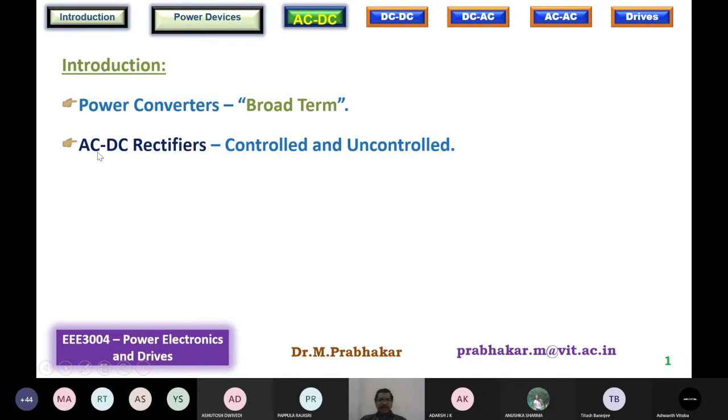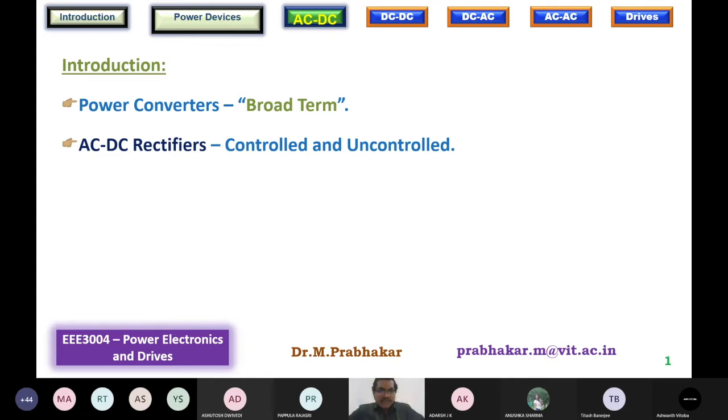And then if you take AC to DC rectifiers, you might have come across the diode bridge rectifier earlier. That comes under the category of uncontrolled rectifier. By now, you know that the power diode is an uncontrolled device. Therefore, you will not have the option of obtaining a variable DC voltage at the output. So that is diode based. If all devices in a bridge are diodes, then it is called an uncontrolled rectifier.